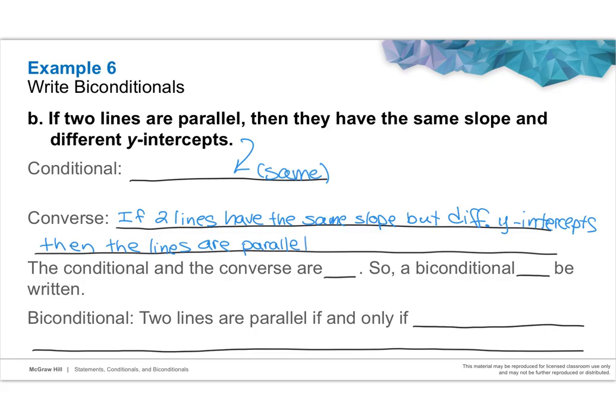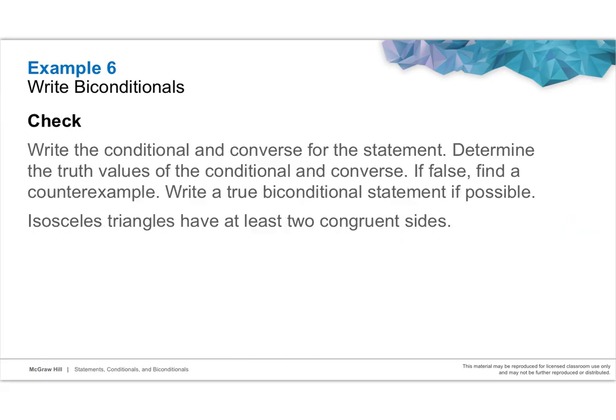Well, the conditional and the converse are both true, so we could condense this into a biconditional. A biconditional can be written, and so we would say two lines are parallel if and only if they have the same slope and different y-intercept. Both the conditional and the converse were true. We can condense them into that biconditional.